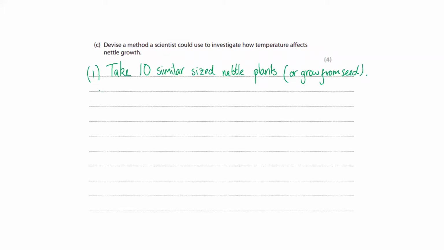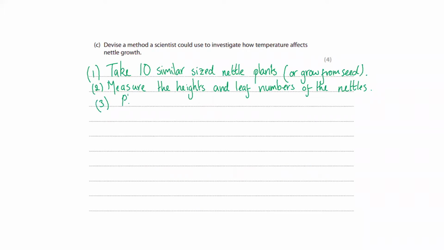Okay, so 10 similar sized. Number 2, measure the plant. It doesn't matter if they're not exactly the same, because we're going to look for a difference. Measure the heights, possibly, and leaf numbers. So how many leaves they've got on the nettle. So 2 metrics there.